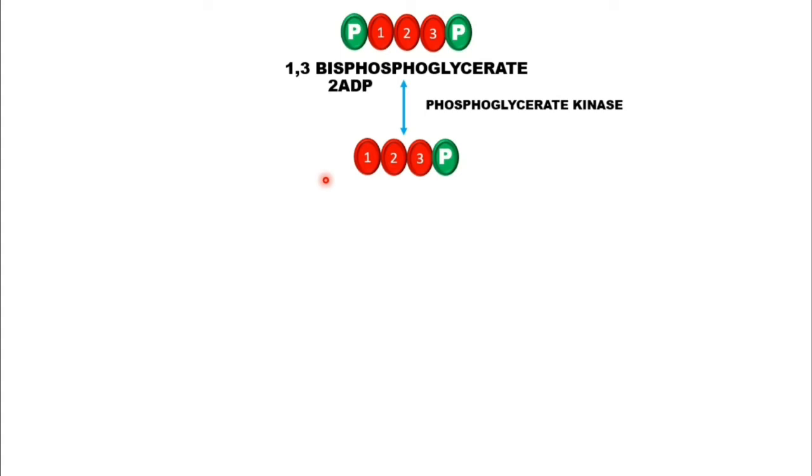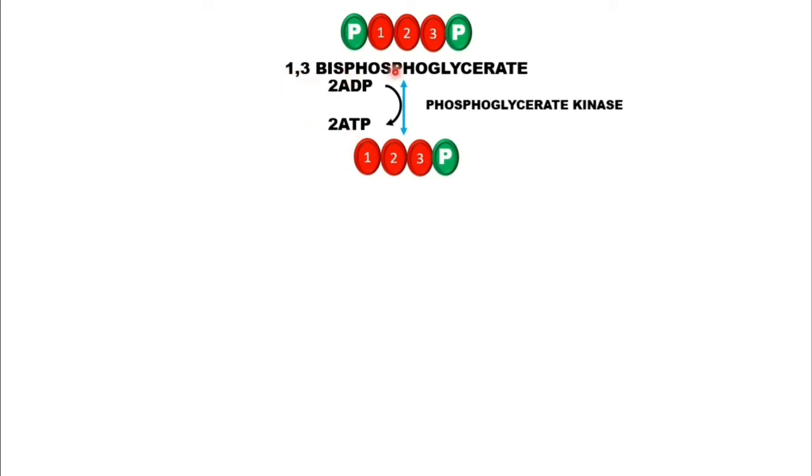So ADP plus one phosphate becomes ATP, and now we produce ATP. Why do we produce two ATP? Because dihydroxyacetone phosphate is converted to glyceraldehyde 3-phosphate. So we have two glyceraldehyde 3-phosphate, then we have two 1,3-bisphosphoglycerate, and now we produce two ATP.